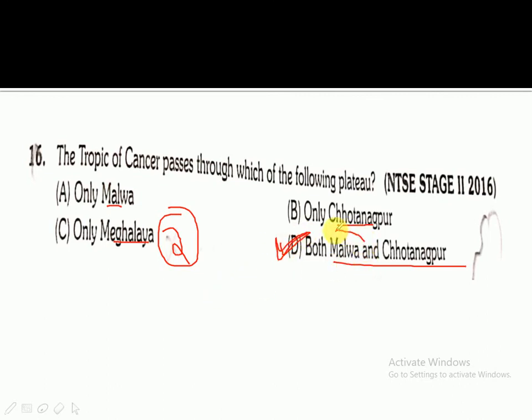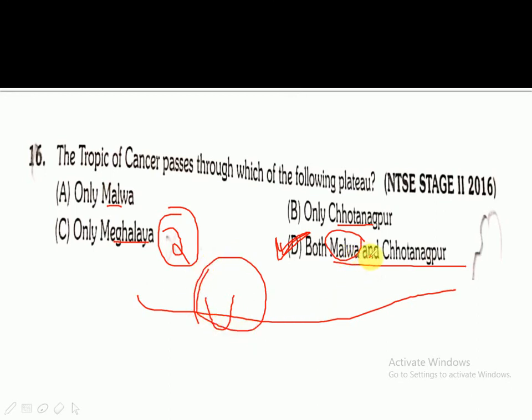Malwa Plateau is located in Rajasthan, and if you remember, I told you that the Tropic of Cancer also passes through Rajasthan, only a very small part of Rajasthan. In a similar way, it passes through a very small part of Malwa Plateau, because Malwa Plateau is also located in the south of Rajasthan. Okay, so it passes through Malwa.